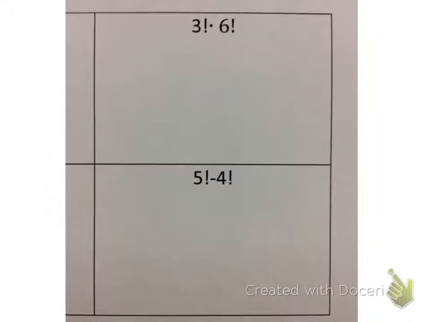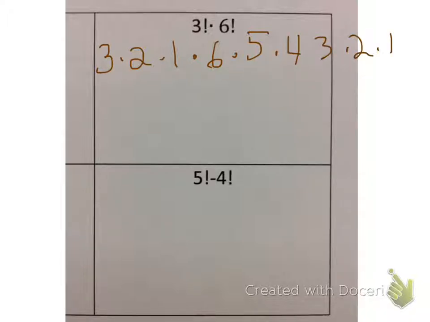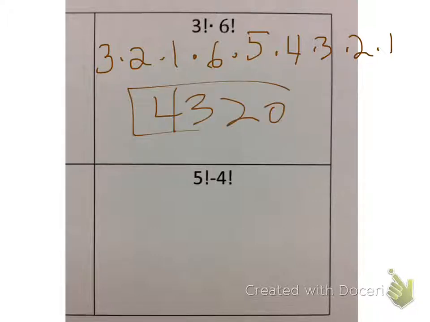Alright, so 3 factorial times 6 factorial. It's really just as easy as putting it in your calculator, but you could also change it to a multiply problem if you wanted to. 3 times 2 times 1 times 6 times 5 times 4 times 3 times 2 times 1. And you can multiply those all together. Or again, on your calculator, there's that factorial key. So you could do 3 factorial times 6 factorial. You find that again under the probability menu. And our answer is 4,320.